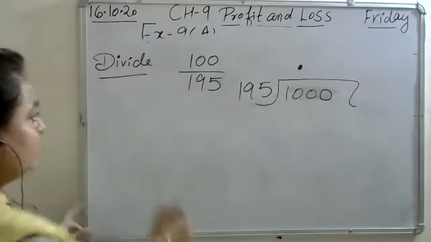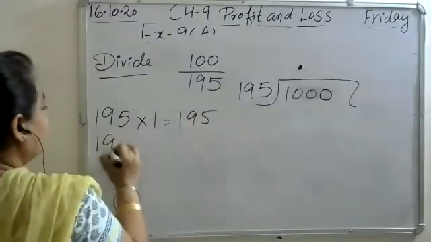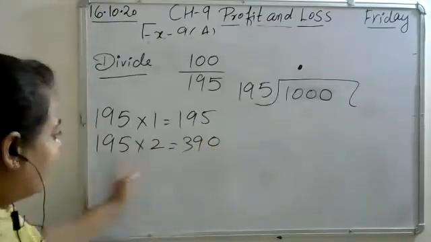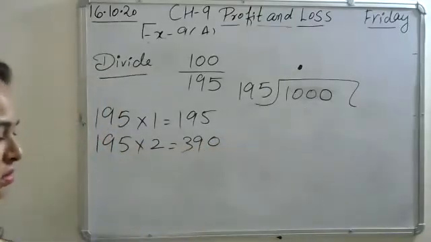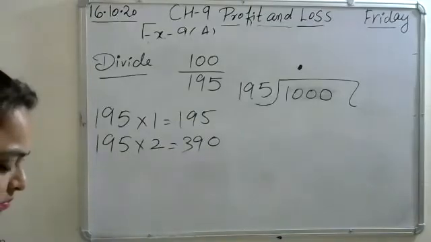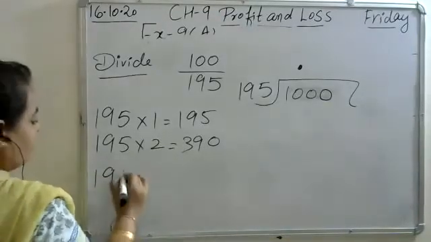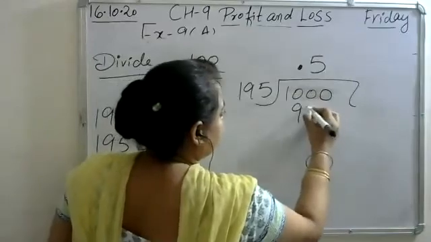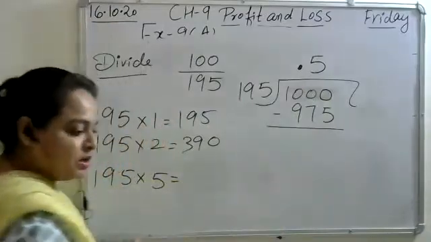One 195 ones are 195. 195 twos are like this. और बताओ मुझे यहाँ पे कौन सा नंबर आएगा? Very good. 5. Well done. Yes. 195 fives are 975. After subtraction, you will get 25.